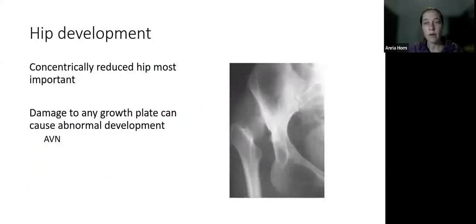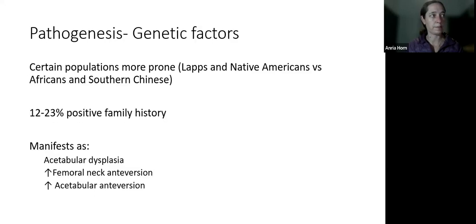Okay, so in order for a hip to develop normally, concentric reduction is probably the most important factor. Damage to any growth plate, like I said, can cause abnormal growth. This is not only AVN or mechanical damage to the proximal femur itself, but also damage to the cartilage of the acetabulum. The pathogenesis of DDH is fairly complex and multifactorial.